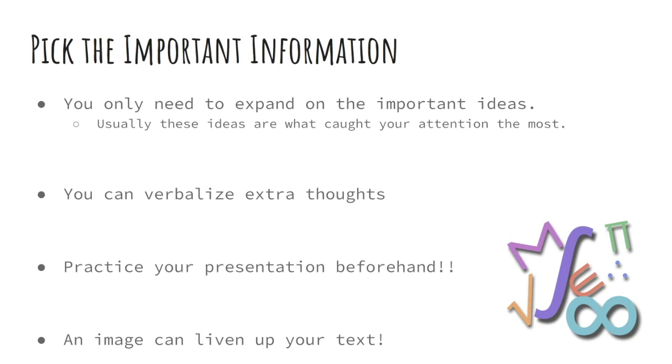Lastly, we want to pick important information. These are just a few general rules here. Pick important information. You only need to expand on important ideas. Usually these ideas are what caught your attention the most, right? Also, verbalize your extra thoughts. So instead of doing that big paragraph, you can do your bullet point and then verbalize those extra thoughts that you would have written in your paragraph.